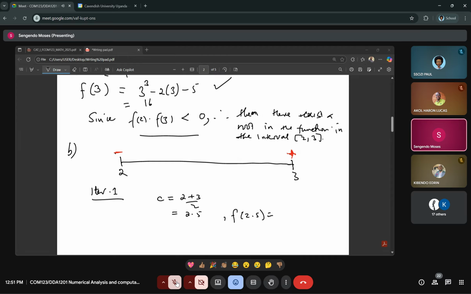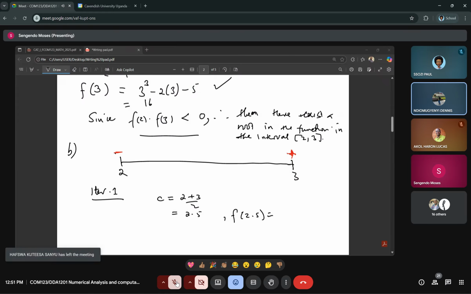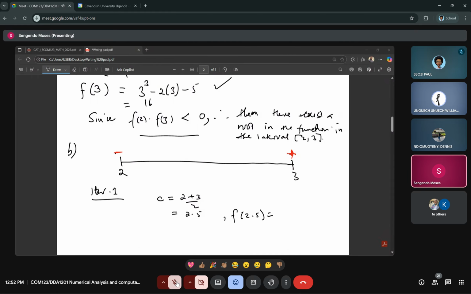What is the value? I did not come with a calculator today. I was sending my daughter to get it. 5.625. You say 0.625? 5.625. Okay, that is true.